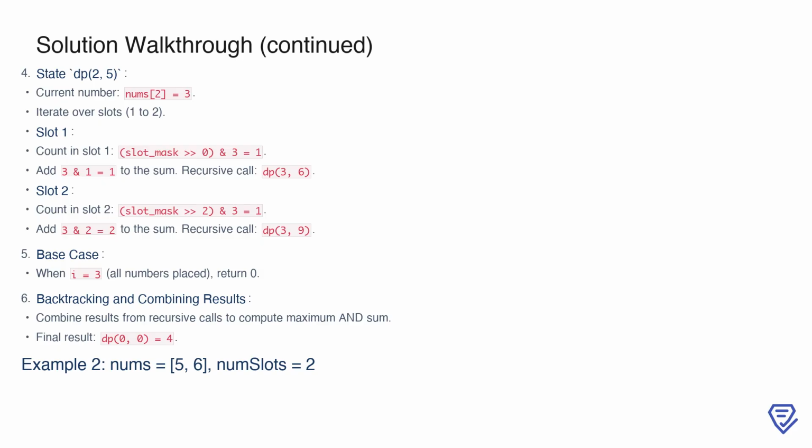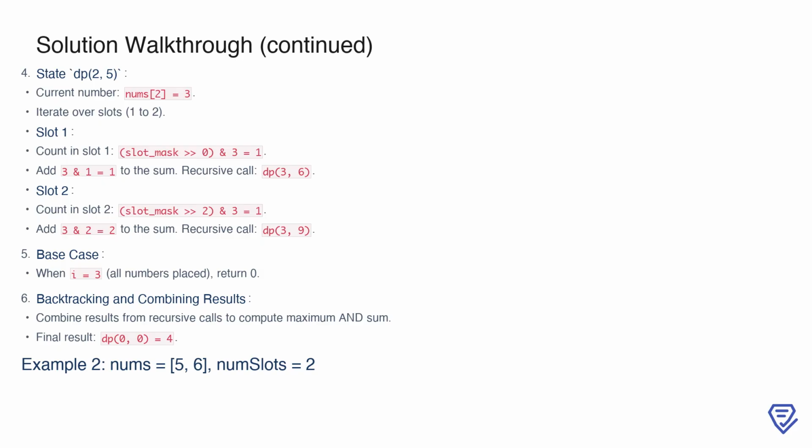Now, the base case is reached when i equals 3, meaning all numbers have been placed. At this point, the function returns 0 as there are no more numbers to process. After reaching the base case, we backtrack and combine the results of all recursive calls to calculate the maximum AND sum for the given configuration. In this example, the result is dp(0, 0) equals 4, which is the maximum AND sum achievable.